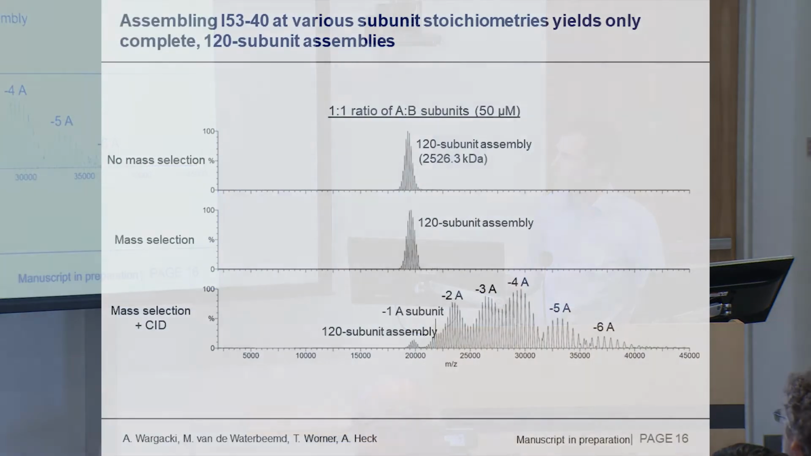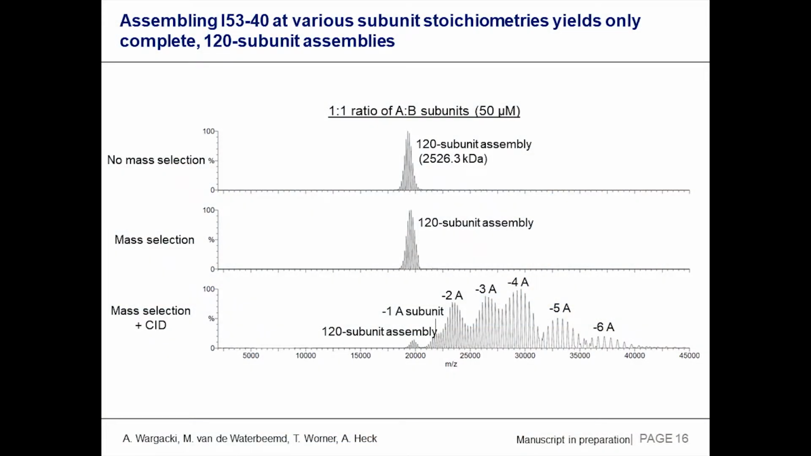But we really wanted a definitive answer, and so we got in touch with Albert Heck, who does native mass spectrometry of very large assemblies, and they were able to shoot these things, and they found that indeed we're only getting 120 subunit assemblies. There's nothing else in there. This is data from a 1-to-1 in vitro assembly reaction, but you see the same thing at a 1-to-3 ratio of the subunits. You see the excess B subunit come through, and then you have 120 subunits, and that's it. There's nothing else in there.